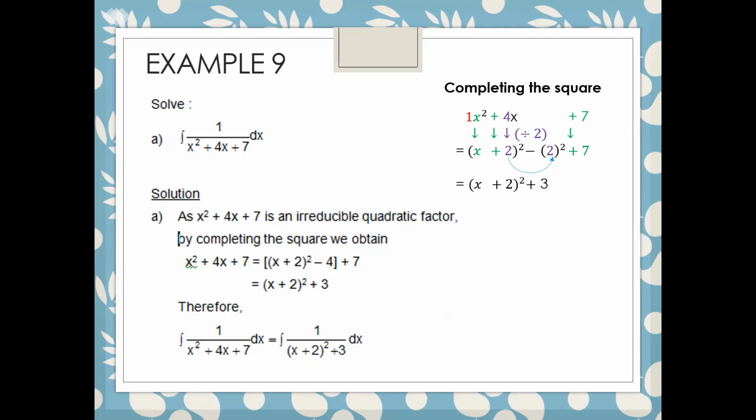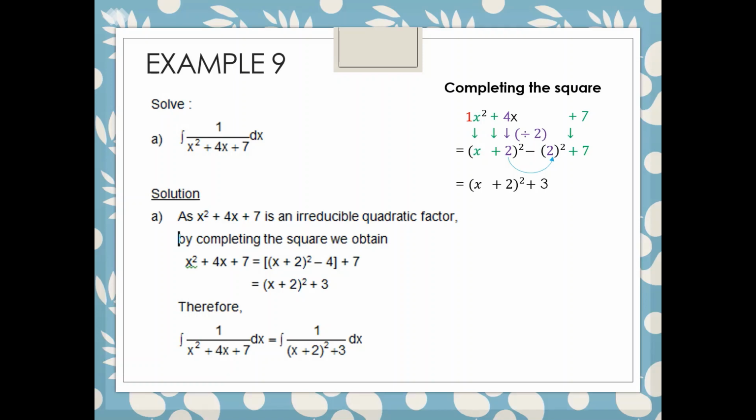Refer to example 9a. As Q(x) is an irreducible quadratic factor, we need to perform completing the square. Make sure the coefficient of x squared is 1 before you proceed completing the square. If the coefficient is not 1, need to factorize the whole expression first. To apply completing the square, first write the open bracket, bring the x, the sign, and divide the coefficient of the second term by 2.